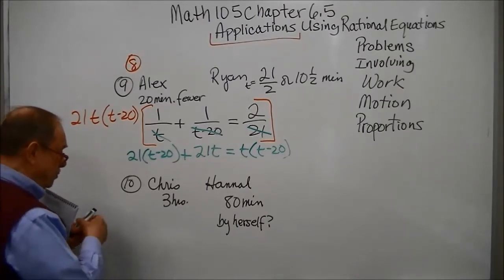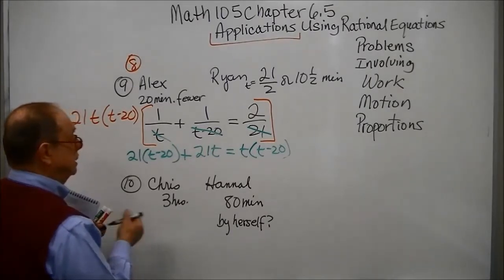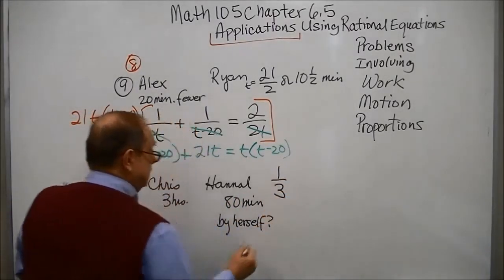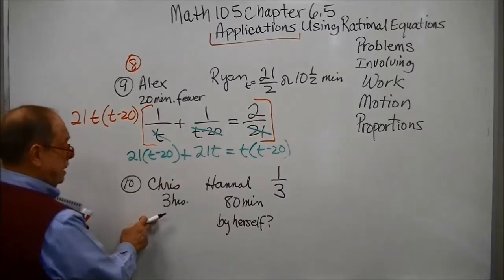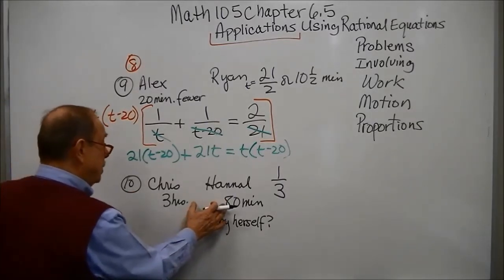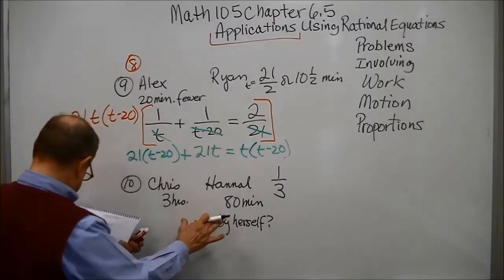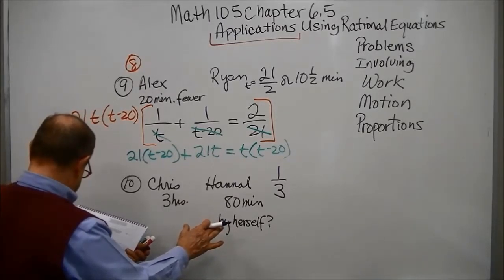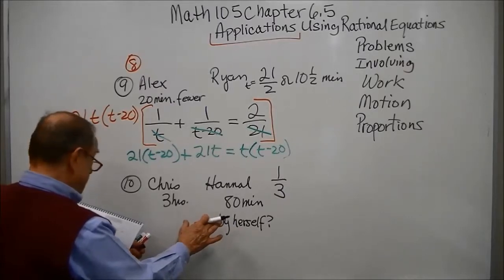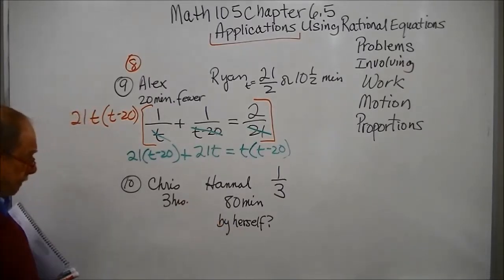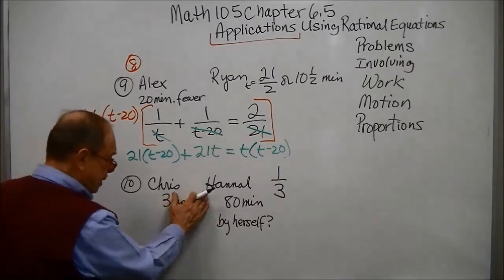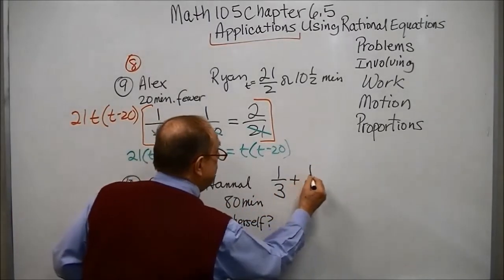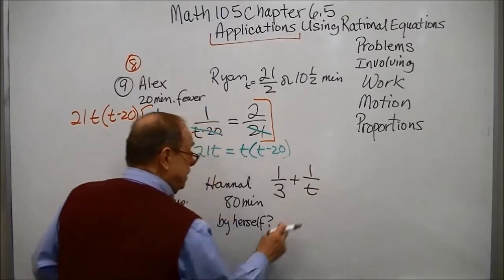So we know Chris's rate. His rate is 1 over 3. Now we know when they work together, they get the job done in 80 minutes, but we don't know what Hannah's rate is. So Hannah's rate is going to be 1 over t. That'll be her rate.